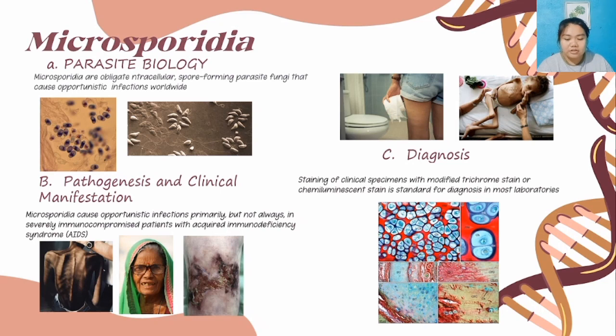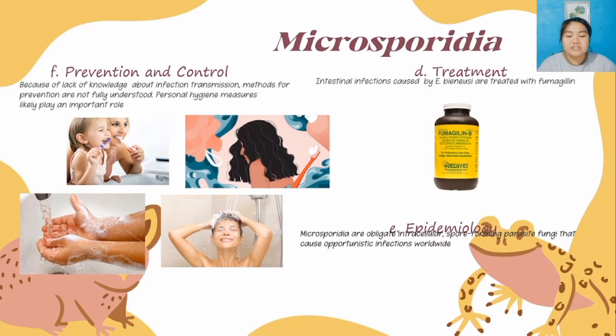So next we have the diagnosis. So staining of clinical specimens with modified trichrome stain or chemofluorescent stain is standard for diagnosis in most laboratories. So species-level identification is possible by transmission electron microscopy or PCR. So next we have the treatment. So the intestinal infections caused by this are treated with fumagillin, but this has been associated with adverse events. Initiation or optimization of antiretroviral therapy for immune restoration has been associated with complete resolution of intestinal symptoms associated with microsporidia infection. So next we have the epidemiology.